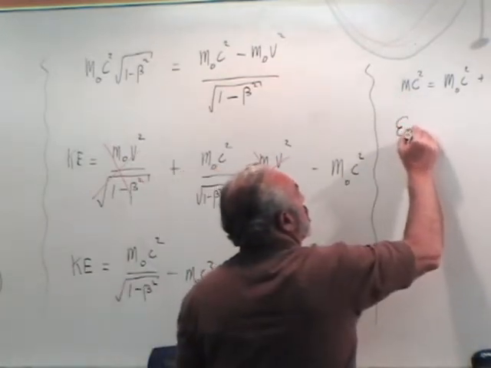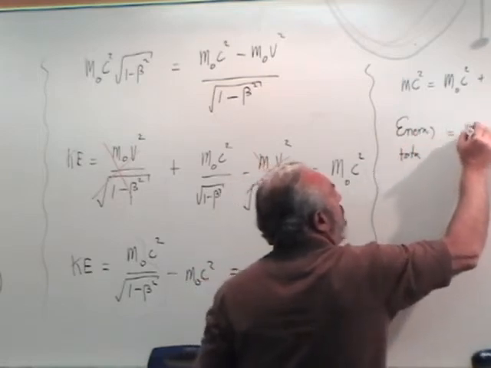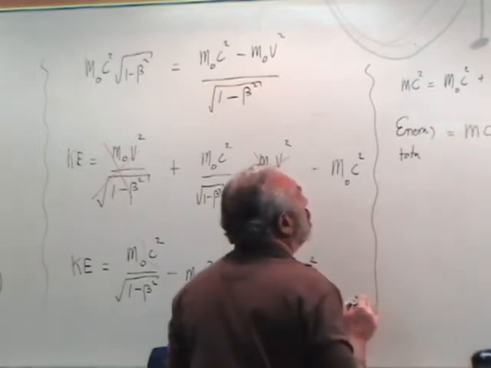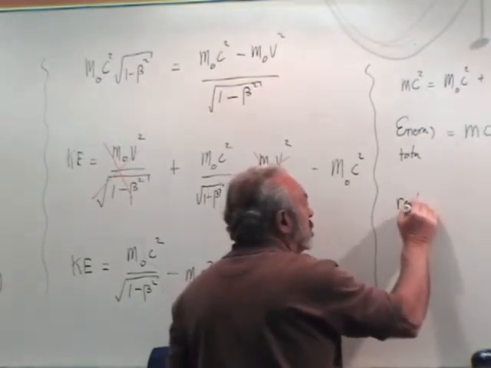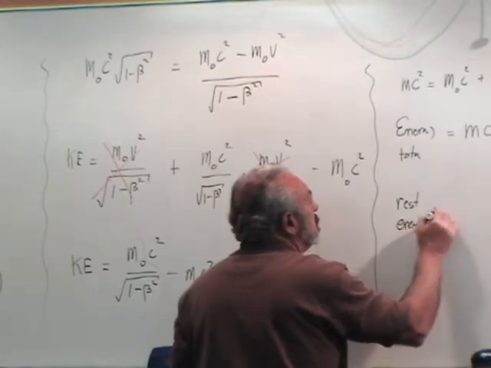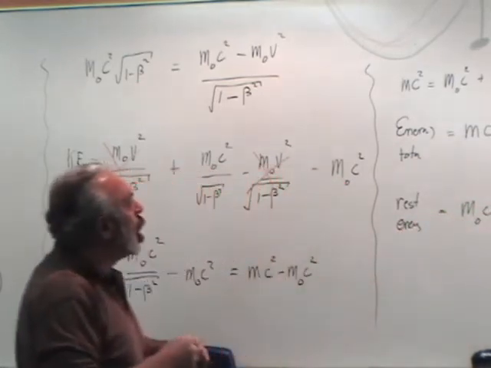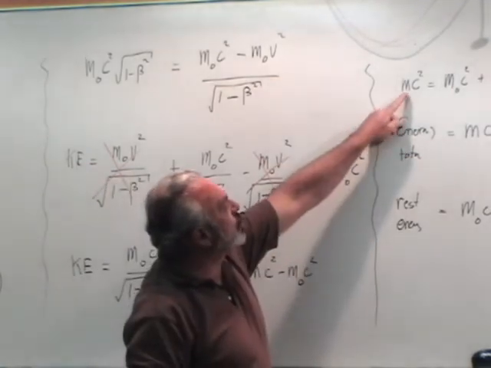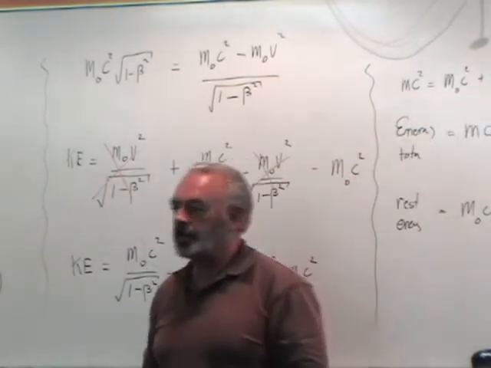Energy total equals mc squared. Something we call rest energy is equal to m naught c squared. So the total energy of a particle is its rest mass energy plus its kinetic energy.